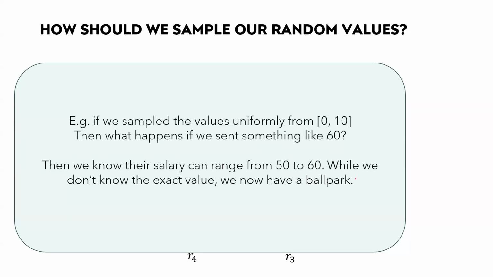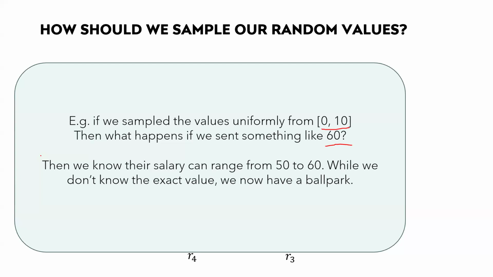I hope you paused, but here's the next point. I'll give you an example. If we weren't very careful with our distribution, one thing that might happen is, let's say we sample our values from 0 through 10. So what happens if we send something like 60?